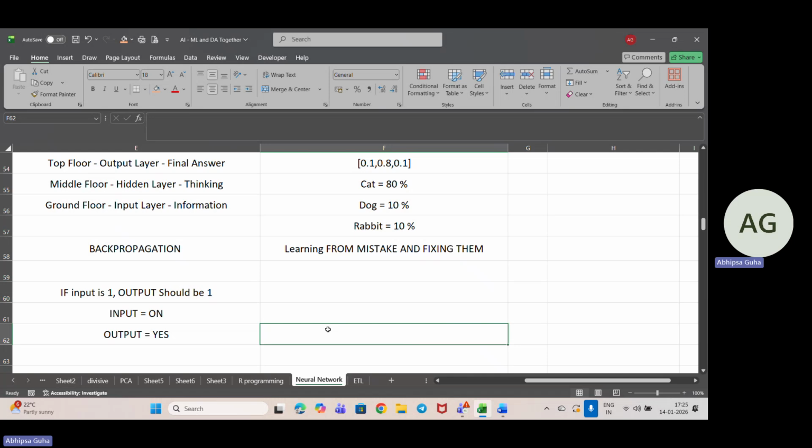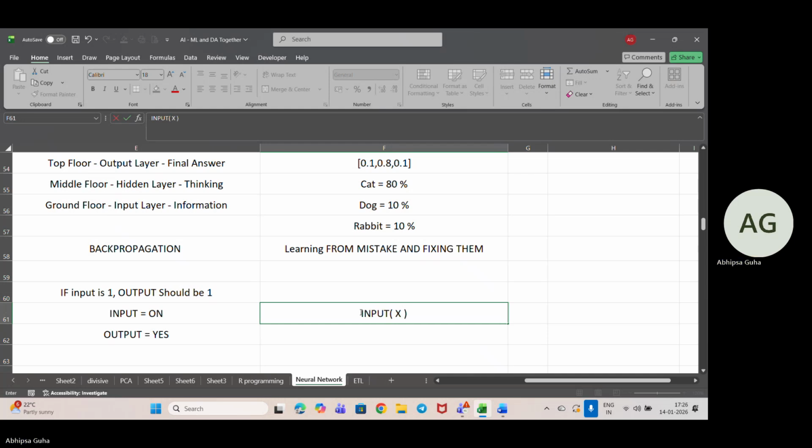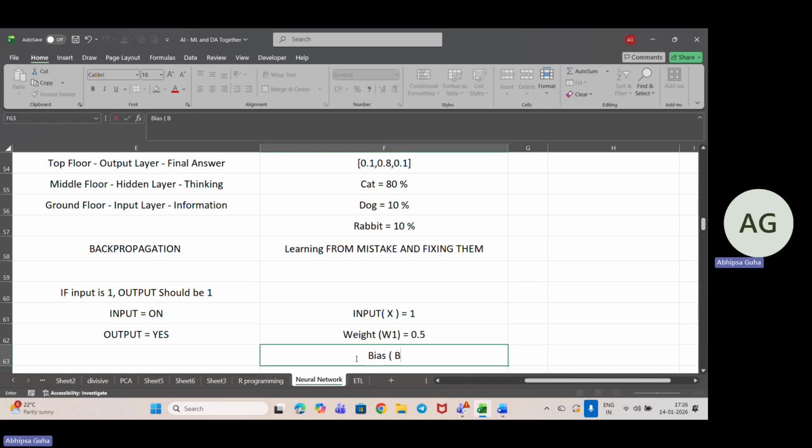Okay. Now coming to the initial values. We must start from somewhere, so we are choosing some small numbers. We are taking the input, suppose x, as 1. Next we are taking weight w1, suppose as 0.5. Next we have bias, b1, and I am taking the value as 0.